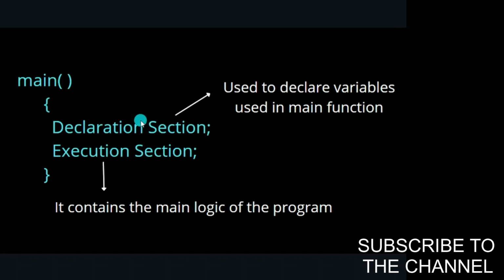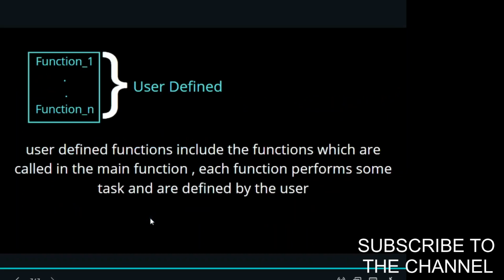And next is the main function. In the main function we have two parts, the declaration section and the execution section. The declaration section is used to declare variables used in the main function and which are confined to the main function only. The execution section contains the main logic of the program which helps us in executing the program. And in the last part we have user-defined functions, which include all the functions called in the main function. Each function performs a specific task and is defined by the user, hence the name user-defined function.